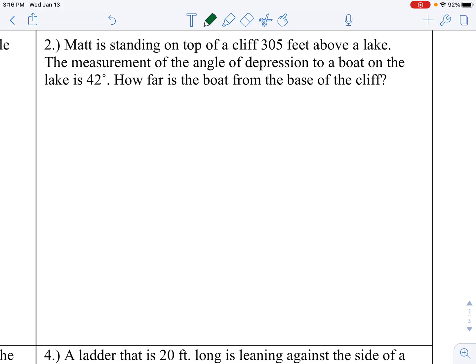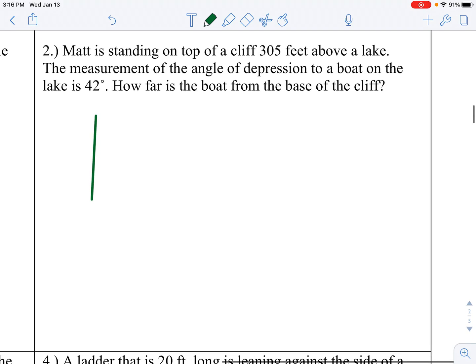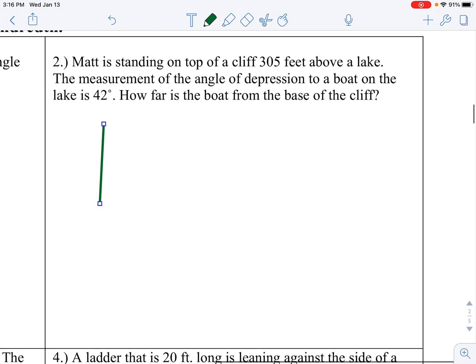So Matt is standing on top of a cliff 305 feet above a lake. The measure of angle of depression to a boat on the lake is 42 degrees. How far is the boat from the base of the cliff? So here's the cliff. Oops, should be straight up and down. Come on now. There we go.